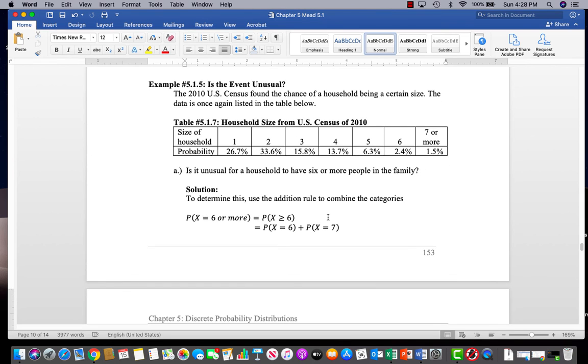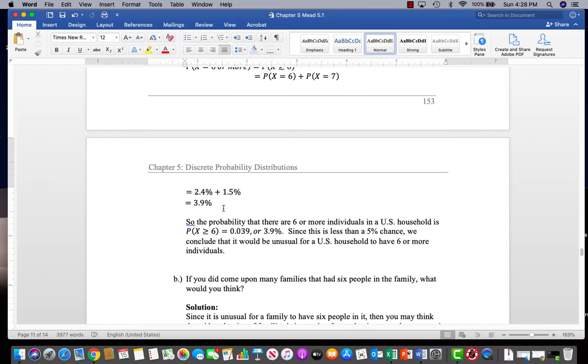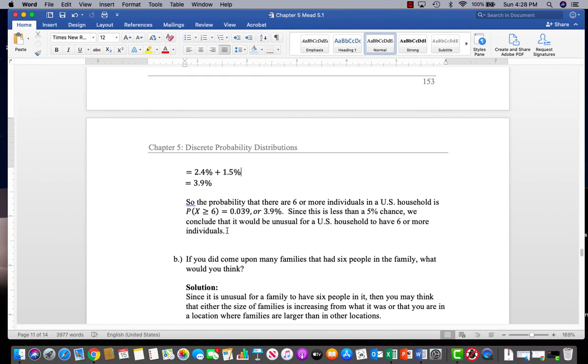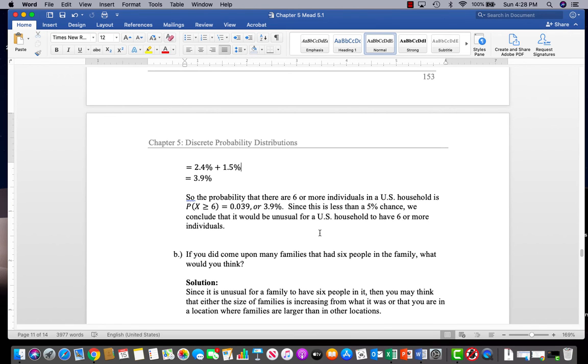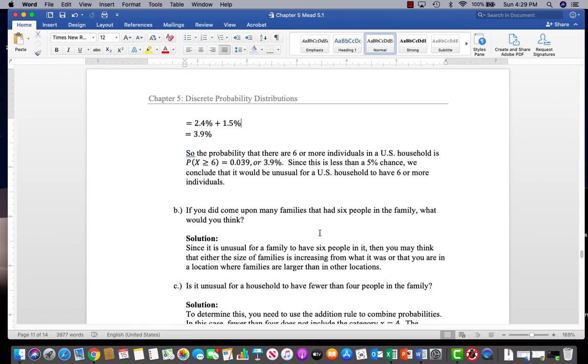So to determine this, we use the addition rule to combine the categories x is greater than or equal to 6, which is x equals 6, plus x equals 7. And that's 3.9%. So the probability that there are 6 or more individuals in a U.S. household is 0.039, 3.9%, and that is less than a 5% chance, so we would conclude that it is unusual for a U.S. household to have 6 or more individuals. It doesn't seem like that many to me, but apparently, at least in 2010, that was fairly unusual.